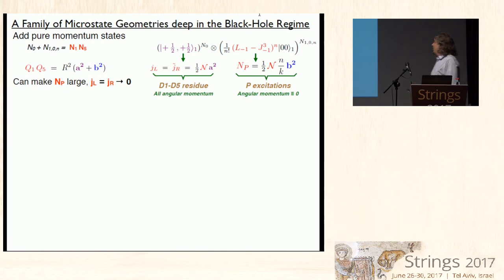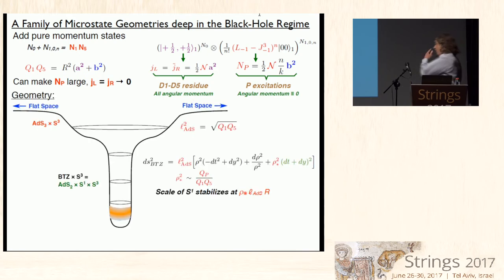And you can make the momentum charge arbitrarily large, and you can make the angular momentum arbitrarily small. So here's the geometry. And this is really a remarkably beautiful and, I think, very useful geometry. I'll explain a bit more later. So it starts off like any good black hole in flat space. As you approach the black hole, you start seeing the AdS3 cross S3 structure.